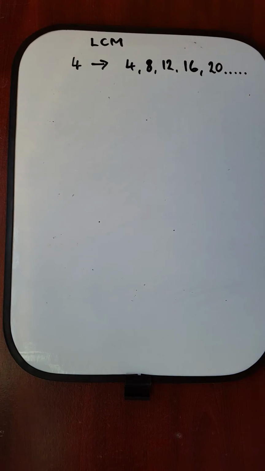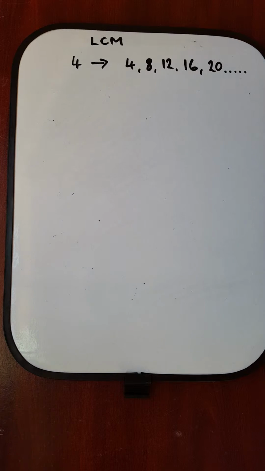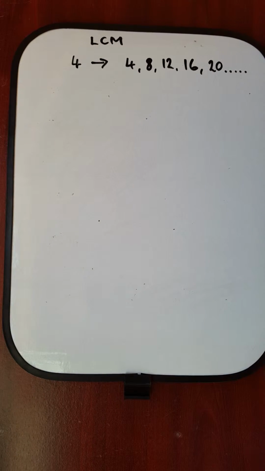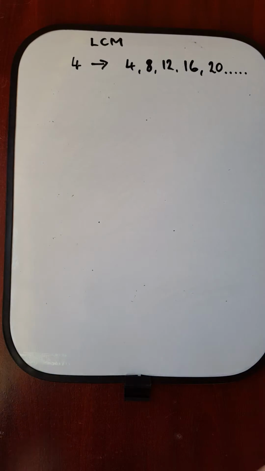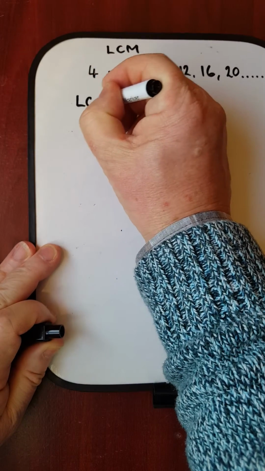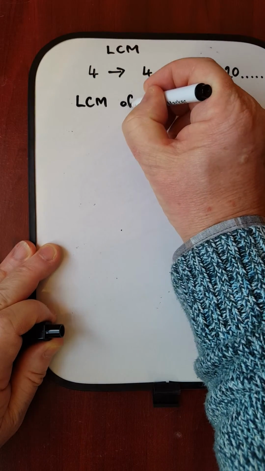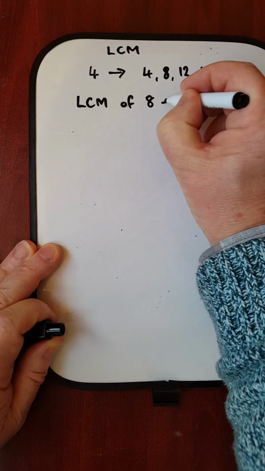So the lowest common multiple then, all we're doing is we're finding all the multiples of one number, all the multiples of another number, seeing which ones are the same, and this time finding the lowest instead of the highest. So let's do LCM, lowest common multiple, of, let's have 8 and 20.